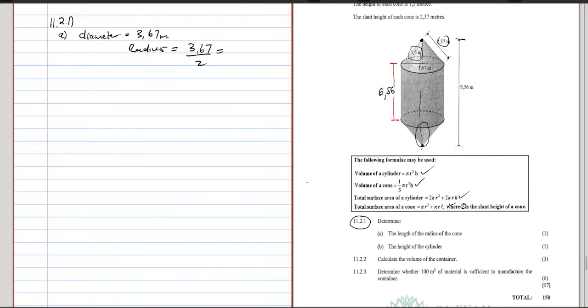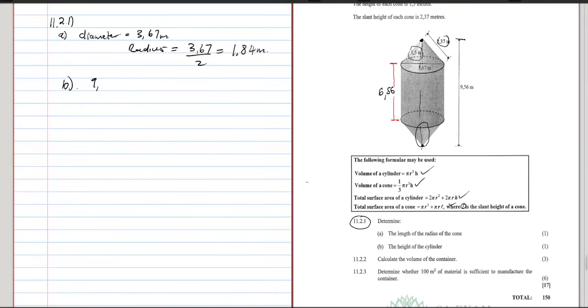Determine the length of the radius of the cone in meters. So that's going to be 3.67 divided by 2. I'm getting 1.84 meters. Yeah, it's in meters. And then B, the height of the cylinder, I think we worked this one out.